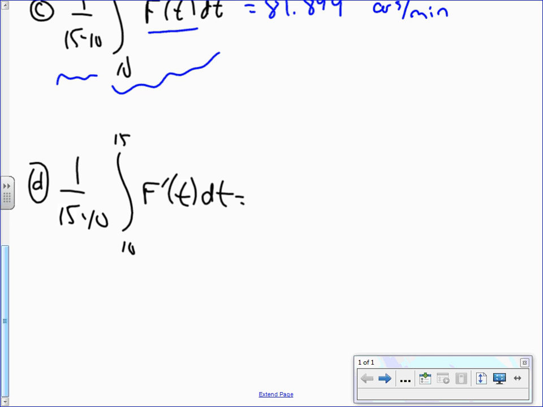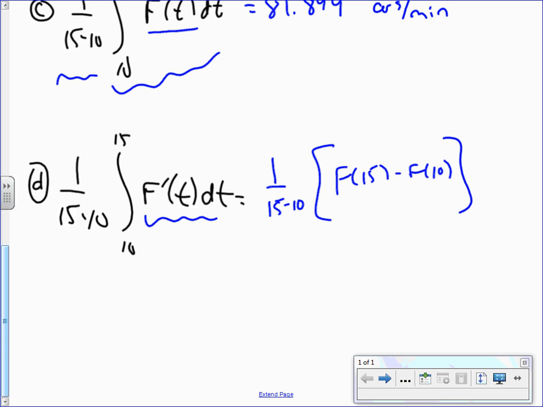I just would like you to note this. You could do this several ways on your calculator, but what are you going to get when you take the antiderivative of F prime? No, I'm sorry. F, you're gonna get F. Yes, which is cars per minute, that's correct. You're gonna get F. So this is 1/15 minus 10. And this right here, this is F of 15 minus F of 10. Okay, there's a couple of other ways you can get to that that are a little bit more complicated, but this is what they kind of were expecting you to do.